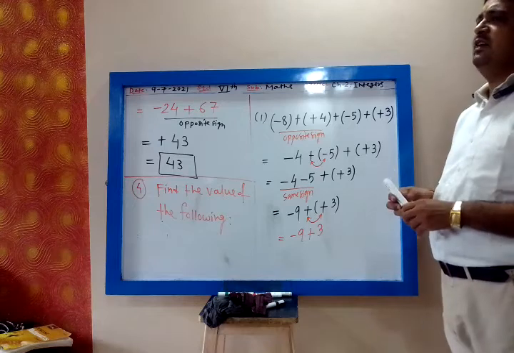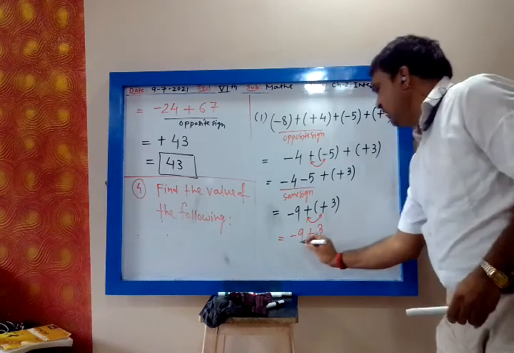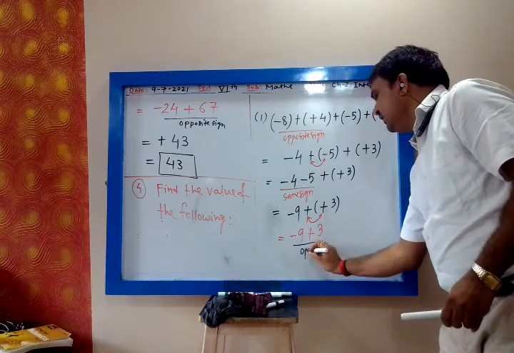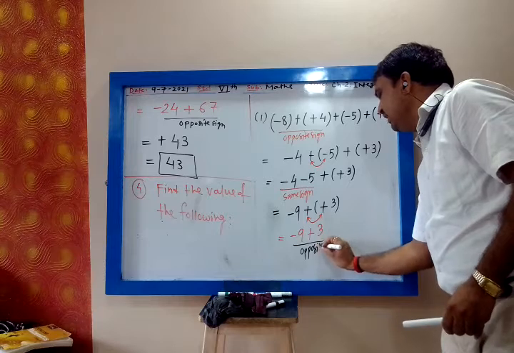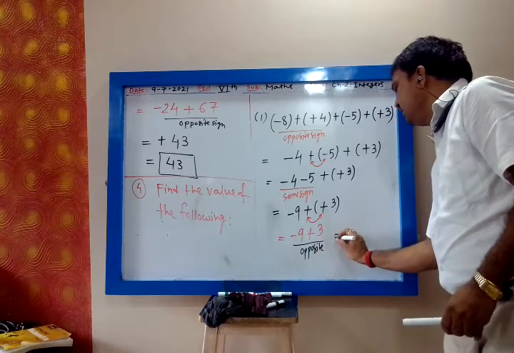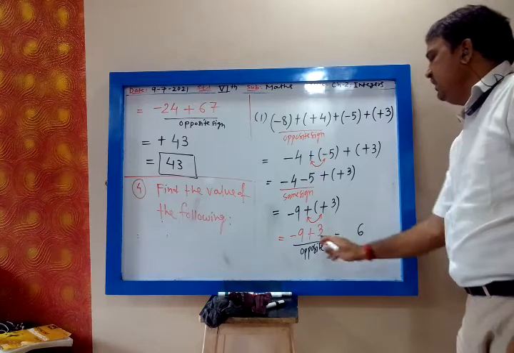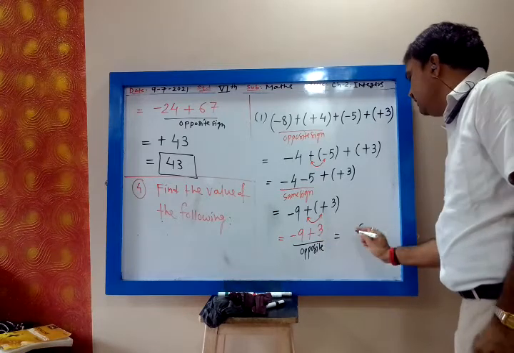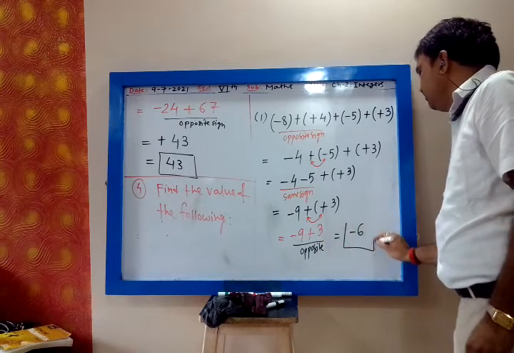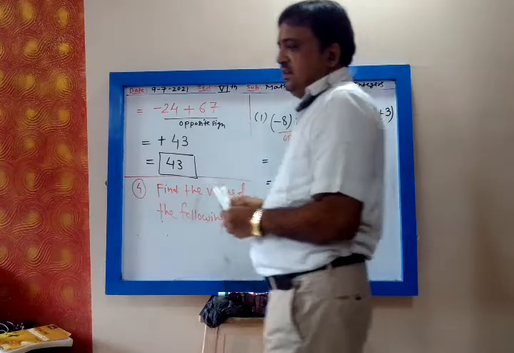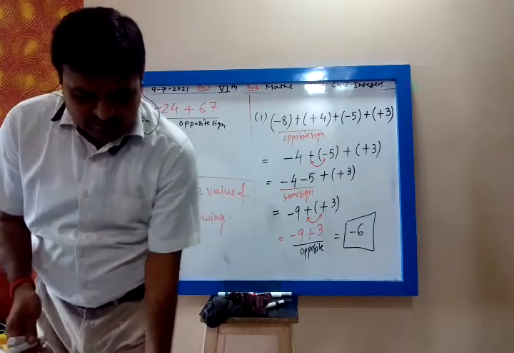Now whether they have same sign or opposite sign? Opposite sign. So whenever they have opposite sign, you have to subtract. 9 minus 3 is 6. Which number is bigger? 9. What is sign of that? Minus. So answer is minus 6. Minus 6 is the answer. Okay.